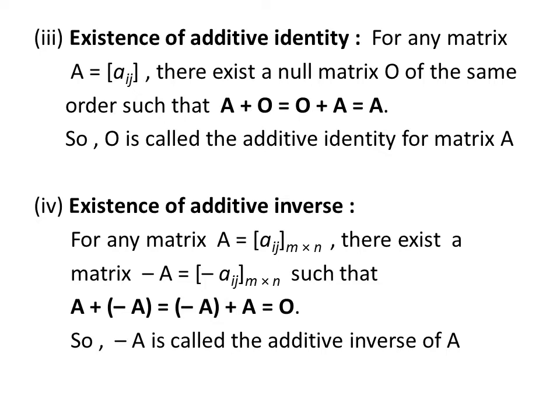Next is the existence of additive inverse. For any matrix A of order m by n, there exists a matrix minus A of the same order such that A plus (minus A) equals the null matrix, or minus A plus A also equals the null matrix. So minus A is called the additive inverse of A.